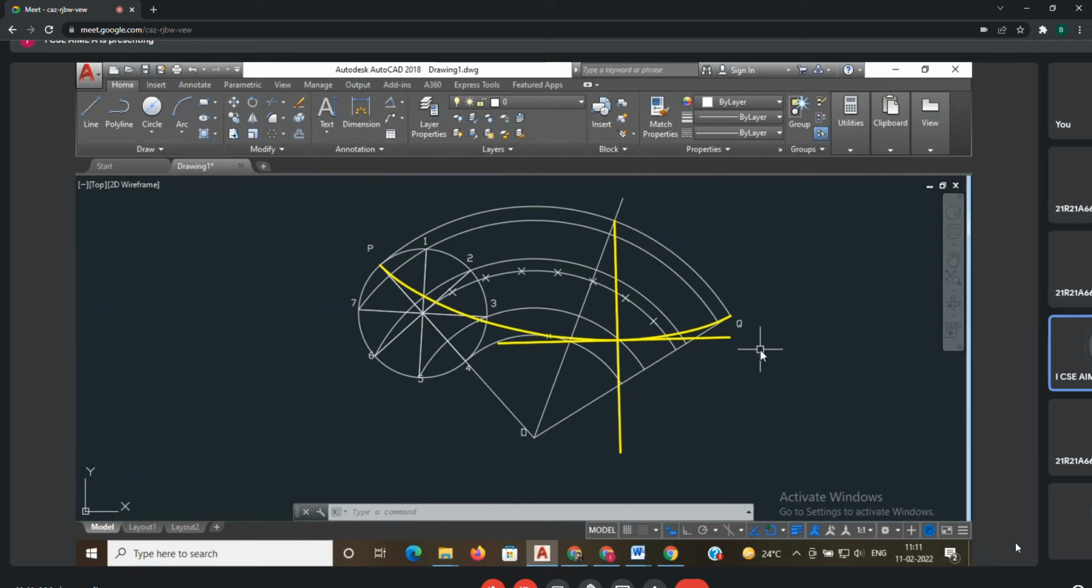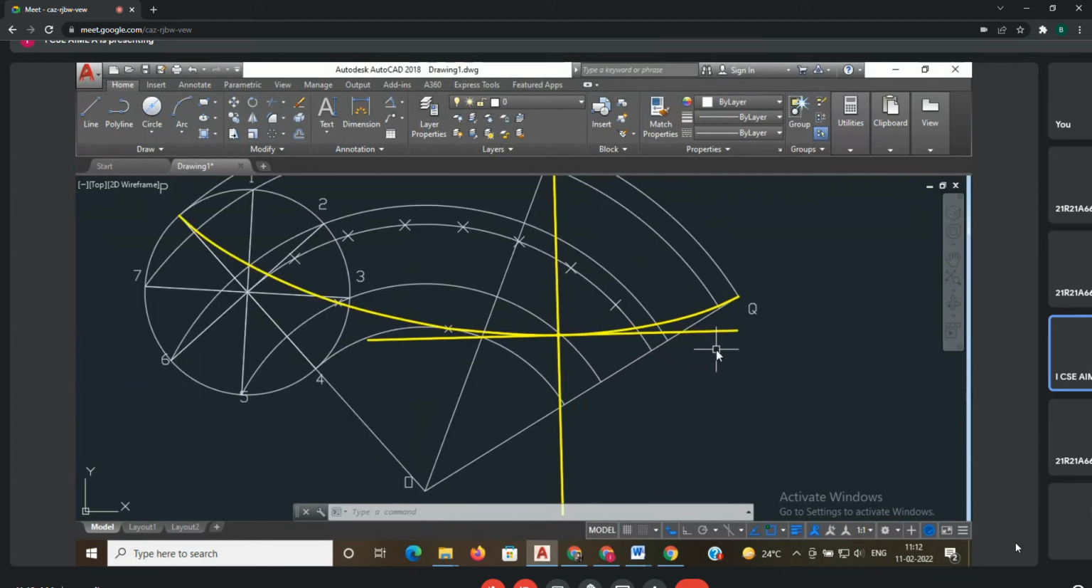After the outer curve, that is the PQ curve, from there you will get the end point on the curve. From there you have to draw one line through the R point, that is your normal. At 90 degrees to this normal, you will get the tangent.